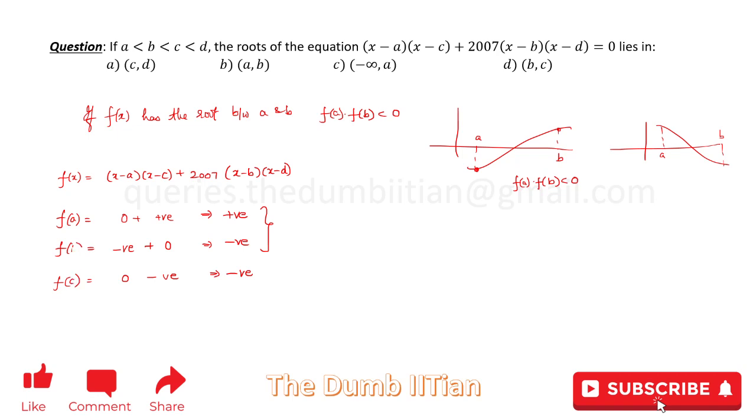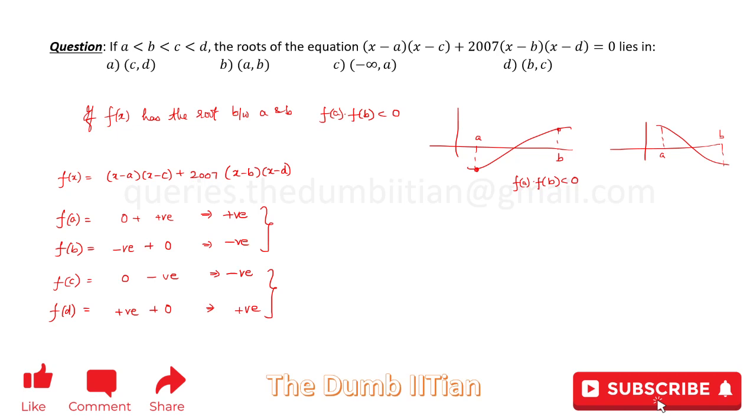So I know for a fact that between b and c there won't be any root. For f(d), it will come out to be a positive number, so positive into positive is positive, and this part is eventually 0. So this is going to be a positive number. So there is going to be a solution between c and d also. So there is a root between a and b, and there is a root between c and d.